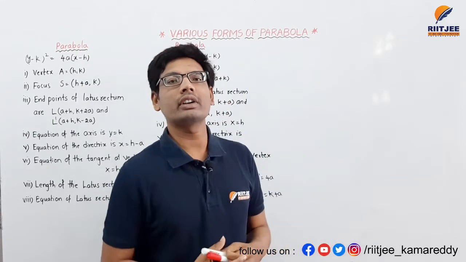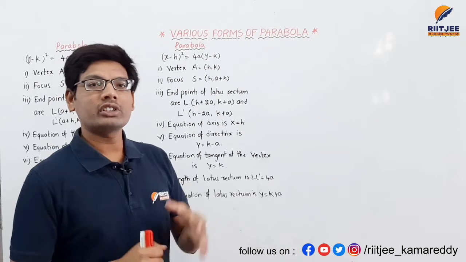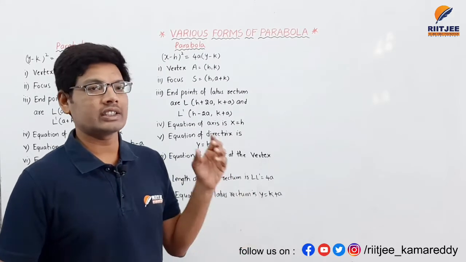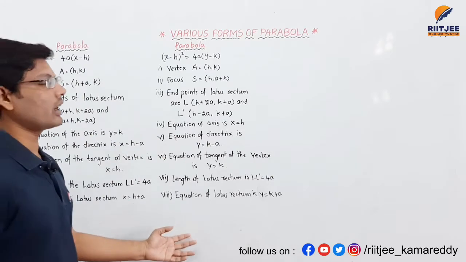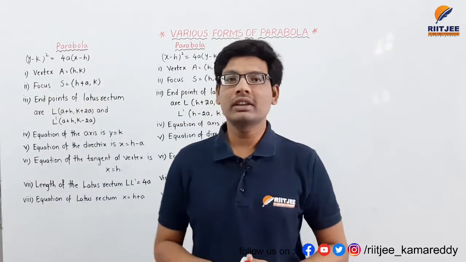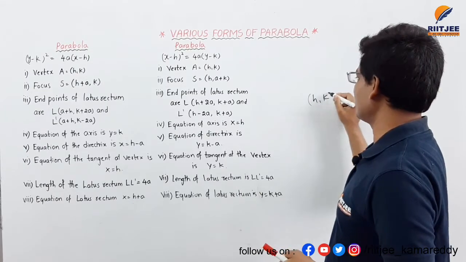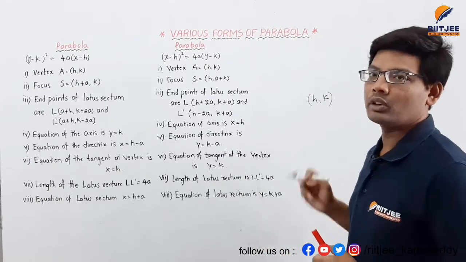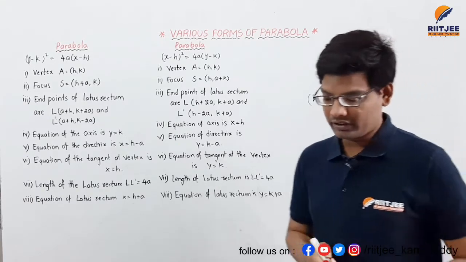In the last session we discussed various types of parabola having the vertex at the origin. Now we are coming to discuss parabolas whose vertex is h comma k, with the principal axis being the x-axis.